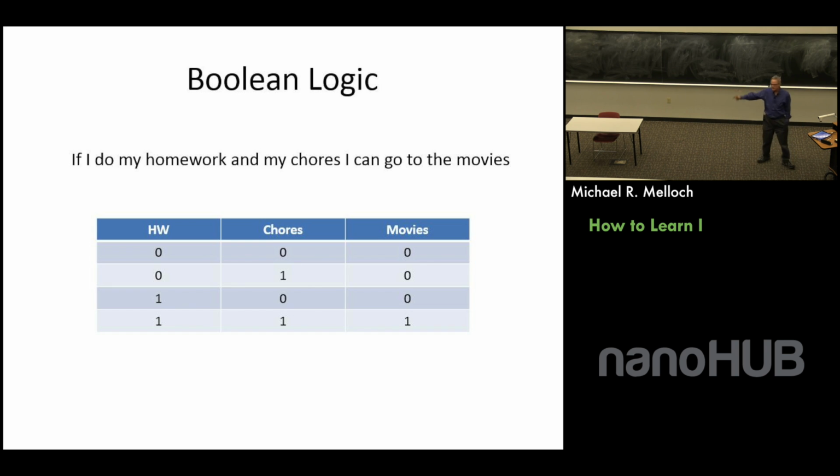So you're probably all familiar with this. As an example of a logic problem, if I do my homework and my chores, I can go to the movies. So he stated that as an AND operation. If you don't do your homework and you don't do your chores, no movie. Don't do your homework, do your chores, still no movie. The only time you go to the movie is if you do your homework and your chores, and that's an AND operation.